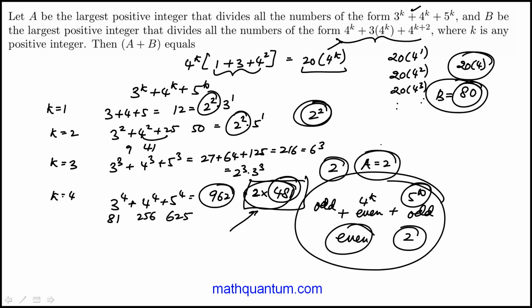So we can just do it this way, but you can also observe that it has to be a multiple of 2. So the answer for A is 2, B is 80. Their sum is 82, which is the answer.